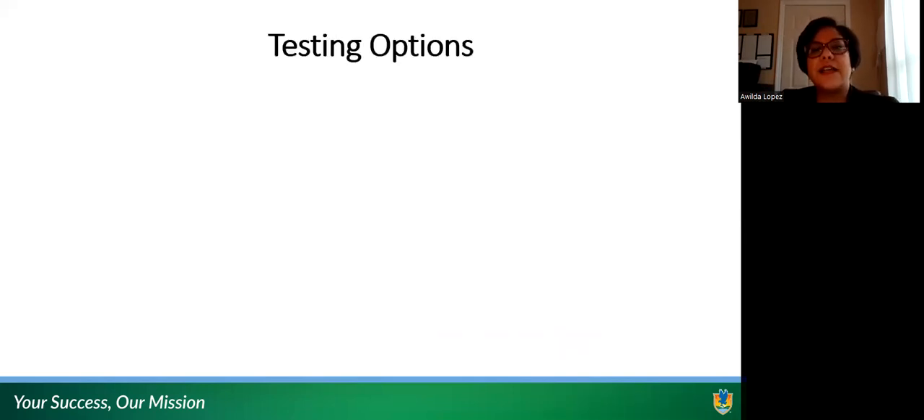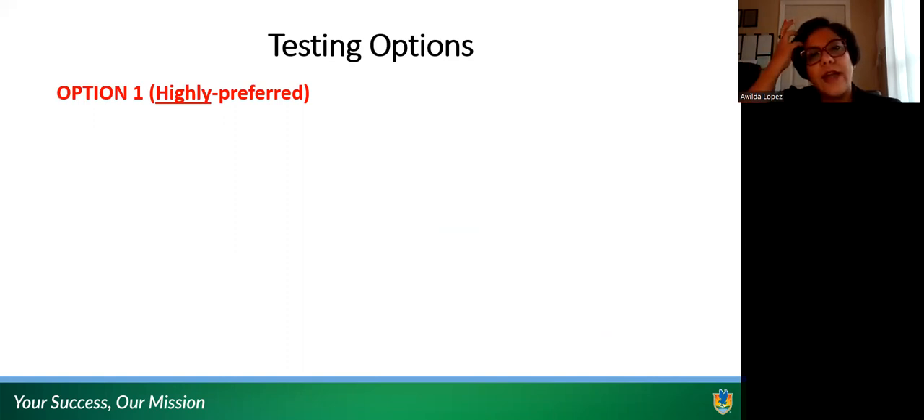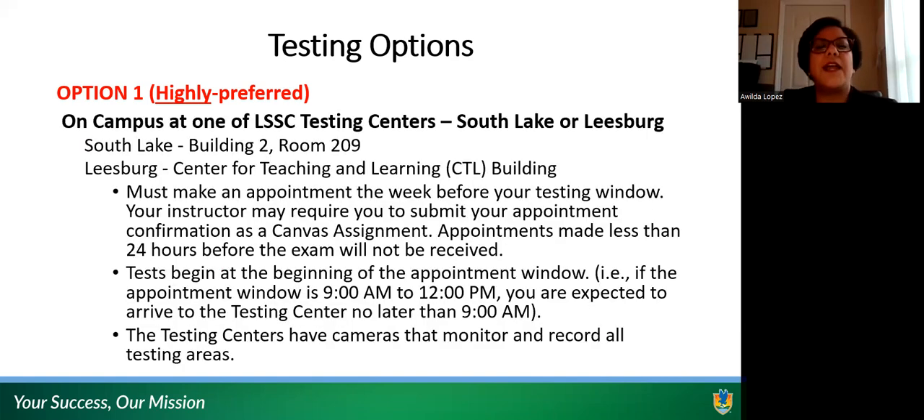All right, let's go through your testing options. You will have 2 ways to complete your tests for your online courses. The first option is the preferred option, and that is to test in person at one of the college's testing centers. We have a testing center at the Southlake campus in Building 2, room 209, and then we have a testing center at the Leesburg campus in the Center for Teaching and Learning building.